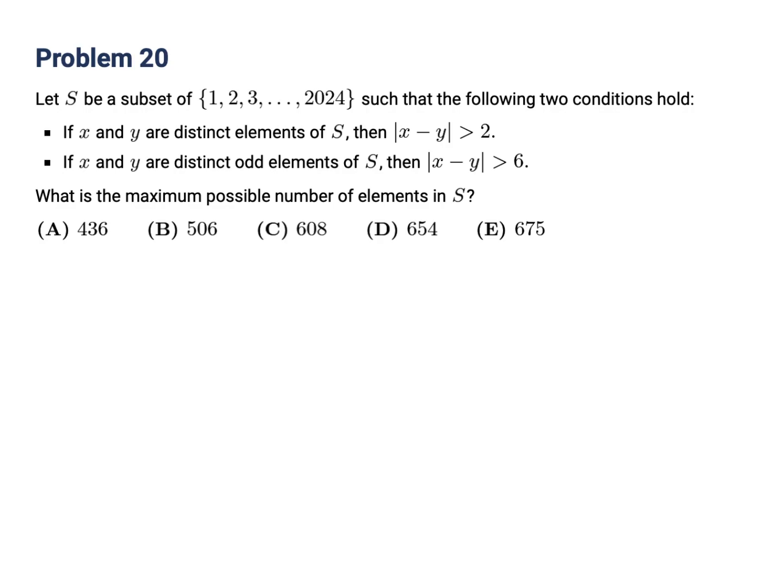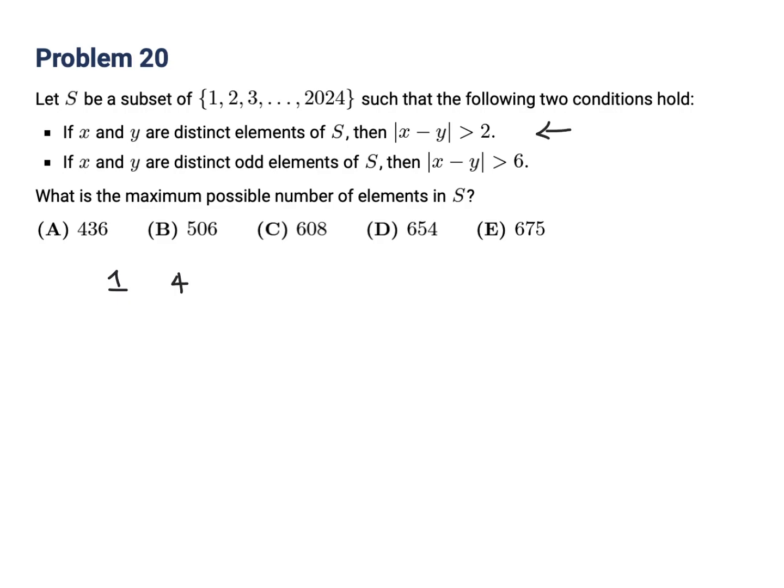So let's see what we can do here. When we try to make a subset, let's first concentrate. Well, we actually have to abide by both rules, but let's just see what we can do. Start with 1. And then the absolute value of two elements has to be greater than 2. So I can't put 3 as my next number, because 3 minus 1 is 2. It's got to be greater than 2, according to that first condition.